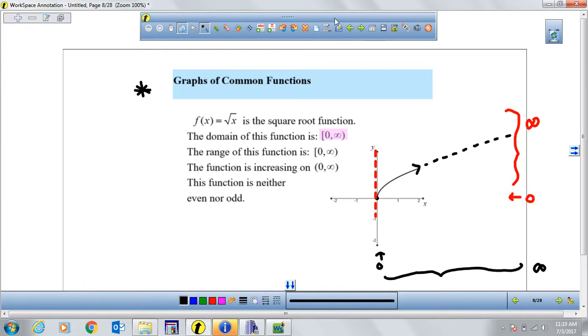Okay? So this is the only function from the family that we cover for which the domain is not negative infinity to positive infinity. And this is one of the attributes that we're going to talk about in the next section afterwards. Section 2.6.